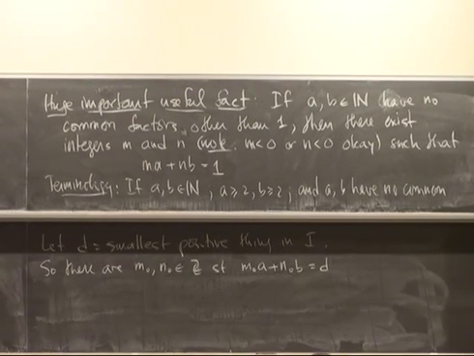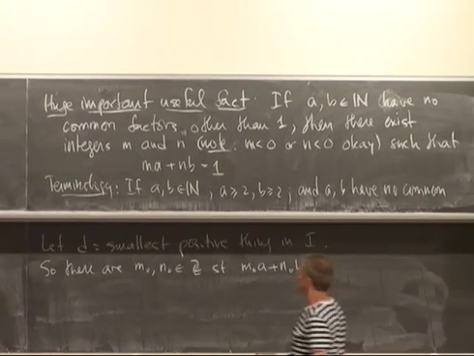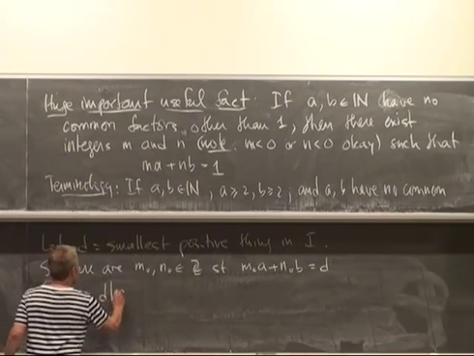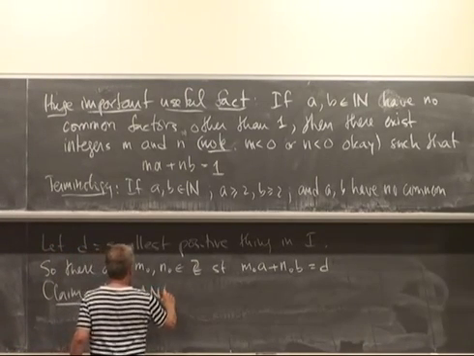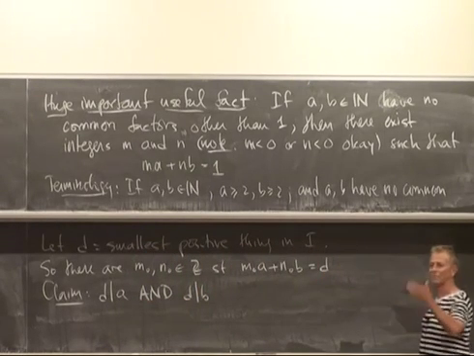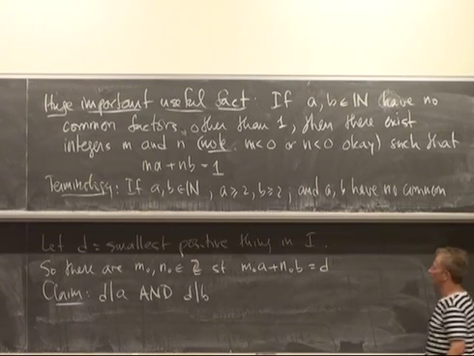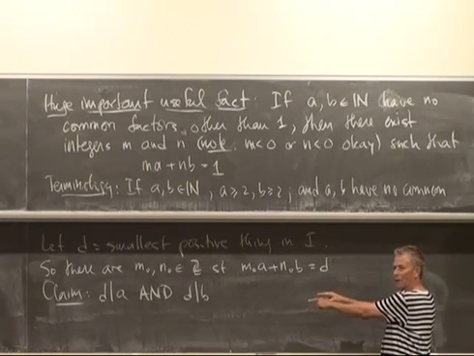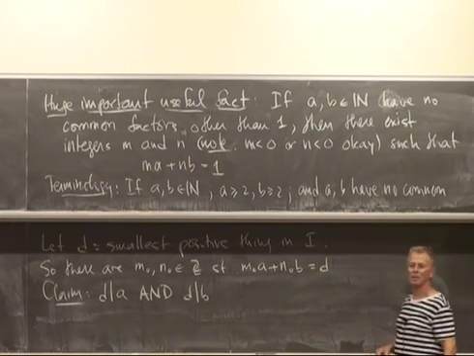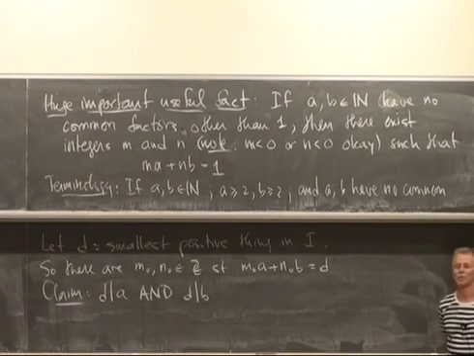Now, I claim that D has got to be a divisor of both A and B. So D divides A and D divides B. This is notation we introduced last time for something being a divisor of something else. I'm going to show you why that's true, but for now, suppose we prove that. Suppose we prove D divides A and D divides B. What does that show immediately?